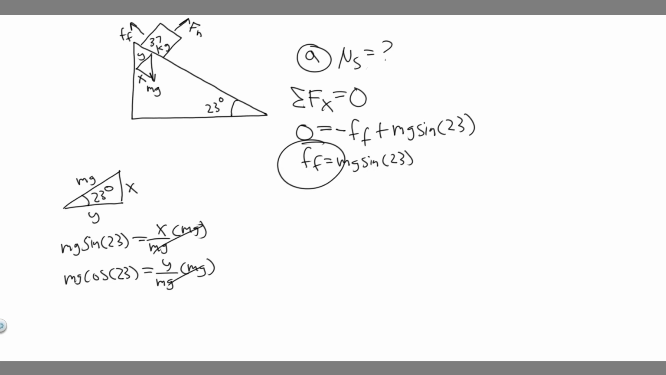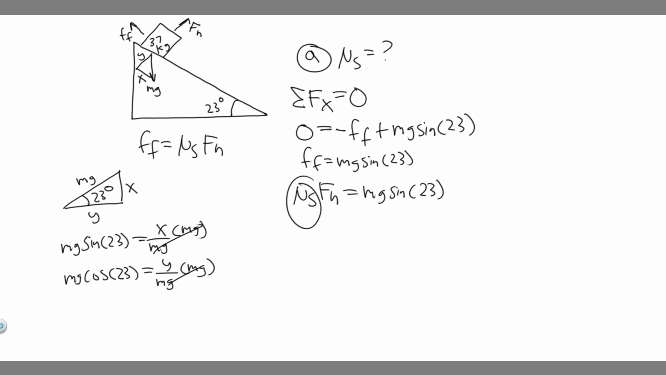But what do we know about the force of friction? We know the force of friction is equal to mu sub s times f sub n. And so what we can do is plug this in, mu sub s times f sub n, which equals mg times the sine of 23. And so if we want to solve for mu sub s, we just have to divide both sides by f sub n. Because keep in mind what we're solving for is mu sub s. So now what we have to do is find f sub n if we want to solve.